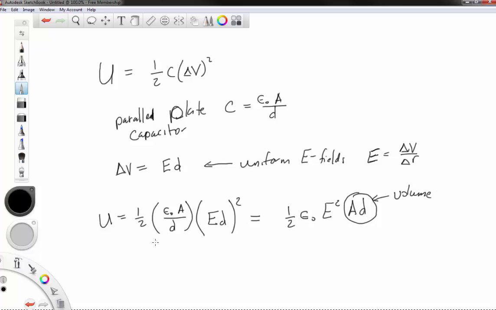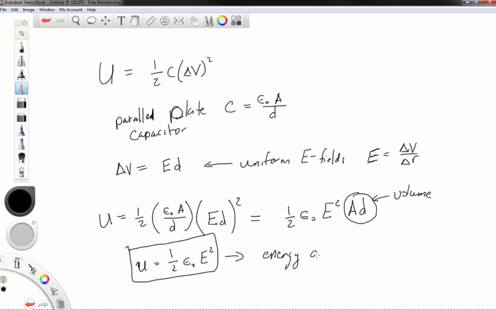So that means that we can define a new term, which is sometimes called lowercase u, and lowercase u is given by 1/2 epsilon naught times E squared. This term right here is basically what's called energy density. So that is energy per unit volume. And so this is one of the equations that is useful for how much energy storage you get for the size of a capacitor that you're using. So based on the size of the capacitor, how much energy do you think you can store?